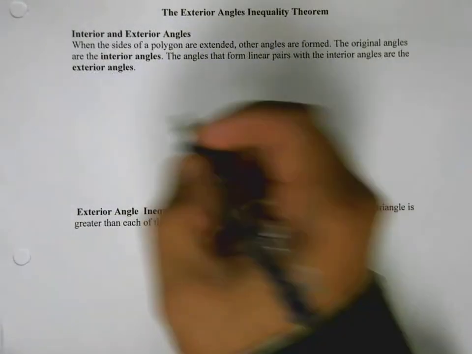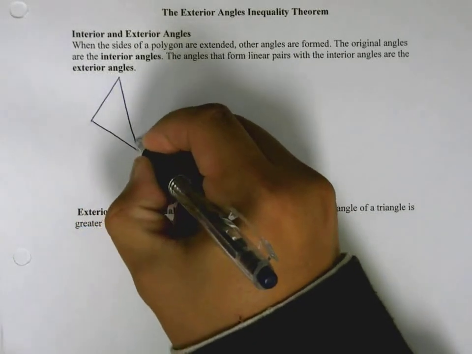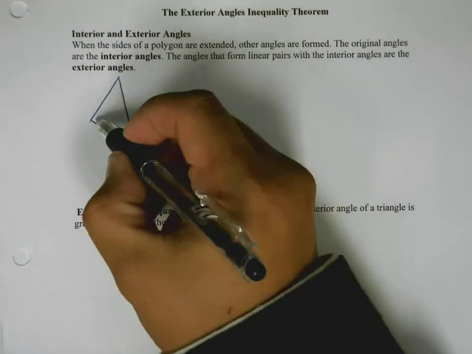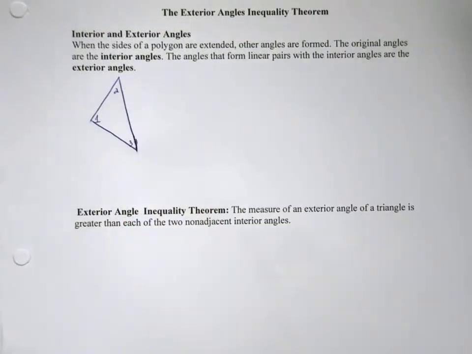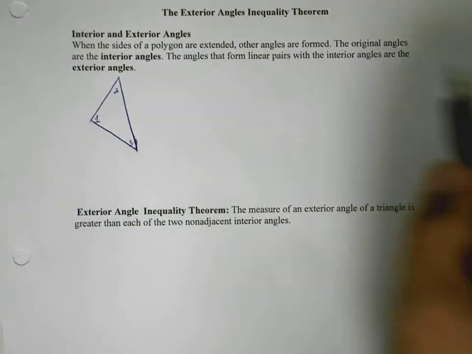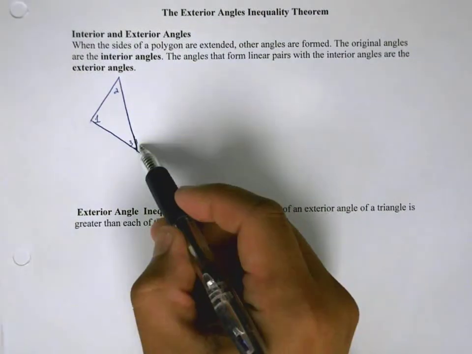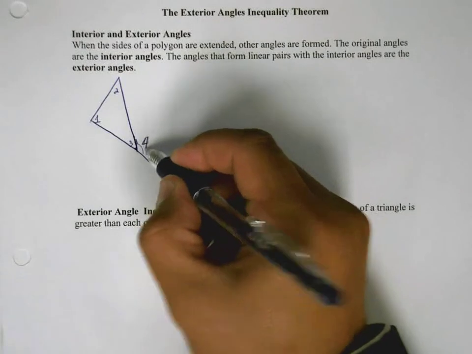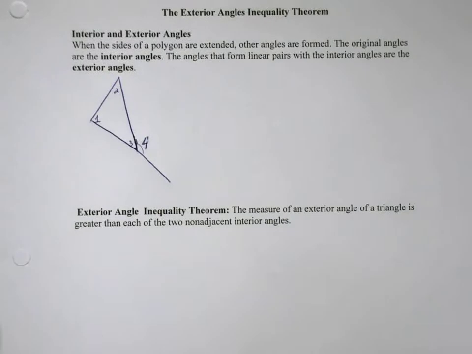Okay, so let's say I had a triangle. If I extend one, I'll name these angles here 1, 2, 3. And if I extend one of the sides, so let's say I pick this side and extend it a little bit, you can see that there's another angle formed here, and we can call that angle 4. The original angles are interior angles, and the other angles are exterior angles.